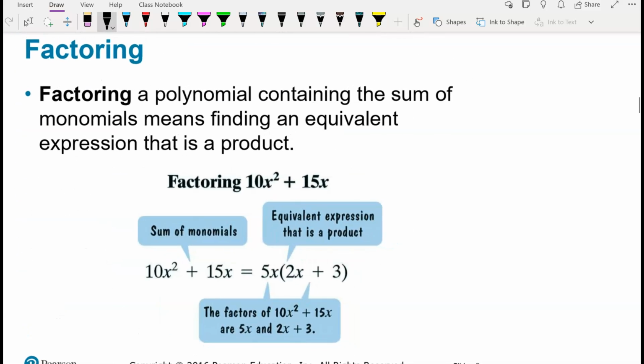All right, factoring a polynomial containing the sum of monomials means finding an equivalent expression that is a product. So we're doing the multiplication in reverse. So we're getting it back to the factored form.